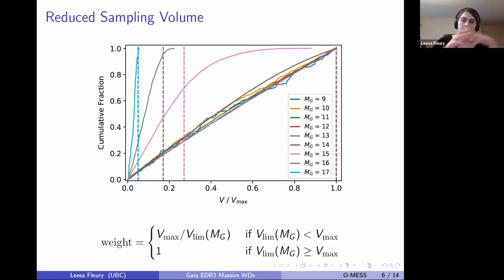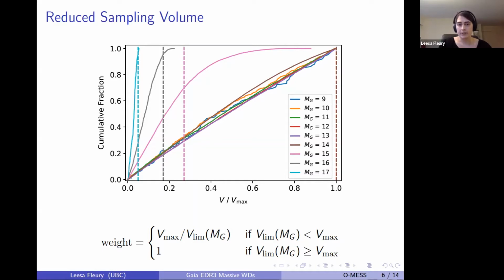Another key consideration in constructing the distribution of cooling ages is to ensure that our sample is complete. And so I do this by constructing reduced sampling volumes for the faintest stars. The incompleteness manifests in the plot I've shown here. Here V is the volume, V max is the volume of a sphere of radius 200 parsecs from which the initial sample was drawn. And so incompleteness in this curve manifests as downward curvature, deviation from a straight line. So I draw these limiting volumes in which the sample of white dwarfs at a given magnitude will be complete, and only keep white dwarfs within that limiting volume.